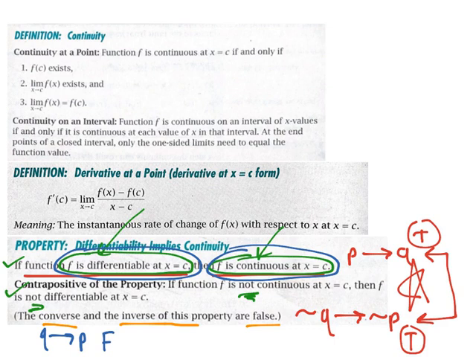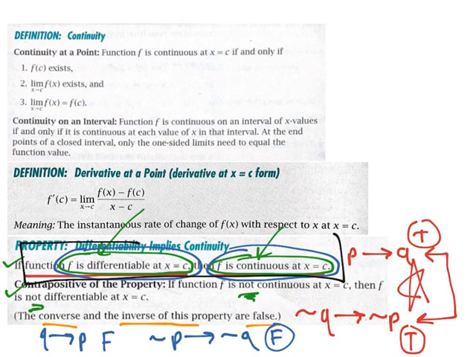And then the inverse would be not P implies not Q. And this is also false. It is not true that if a function f is not differentiable at x equals c, then it is not continuous at x equals c. That's not true. You could have a function that's not differentiable at a point, but it could be continuous at that point. So what is this telling us? It's telling us exactly how we read it. If you know that a function is differentiable at x equals c, then it must also be continuous at x equals c, but you can't say it the other way around.